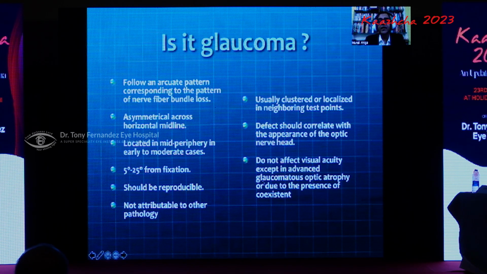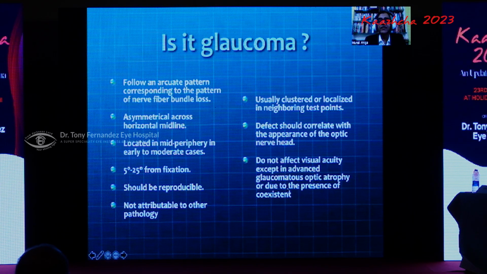Patient would have 6/6 vision, except in advanced glaucomatous optic atrophy, loss of central field due to the presence of cataract and so on. Glaucomatous optic atrophy and macular scars, all this will affect the vision. So disc pallor with a poor vision loss and an arcuate field defect is most likely unlikely to be glaucoma.